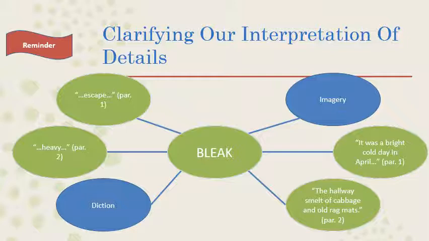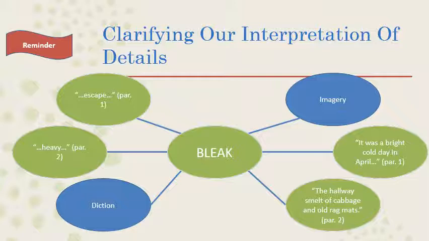I showed you how the words escape and heavy and the imagery, it was a bright cold day in April and the hallway smelt of cabbage and old rag mats, could potentially be boiled down to one adjective, which I said, I thought the word bleak was a good adjective to use. Now, you may have chosen a different adjective if you had taken those four examples. Your job was to then go through and find your own examples and figure out your own adjectives. And hopefully your adjectives were different than mine, maybe more complex than mine.